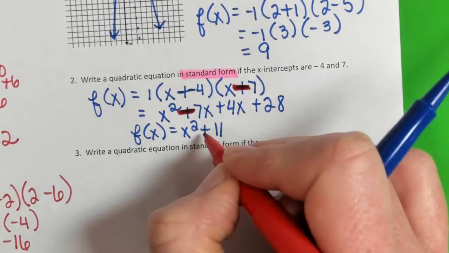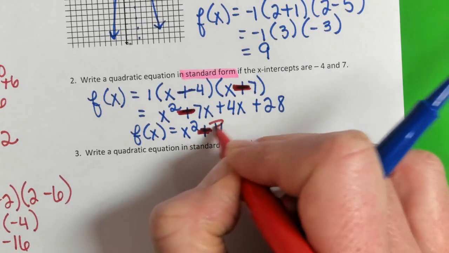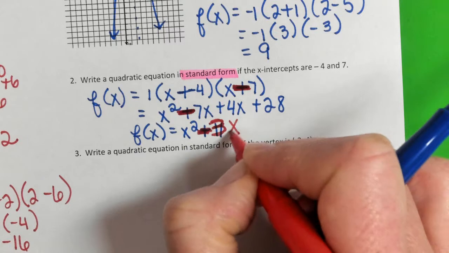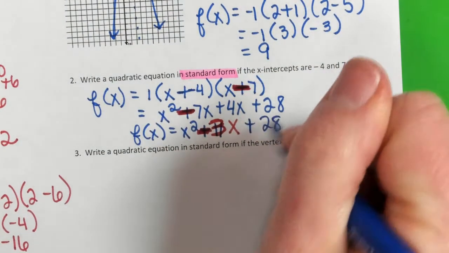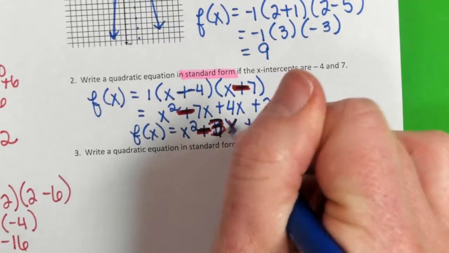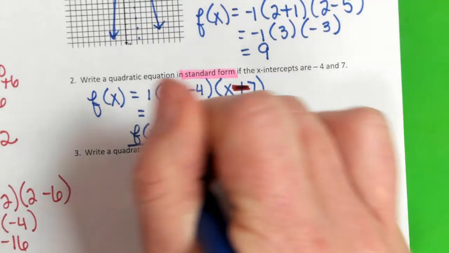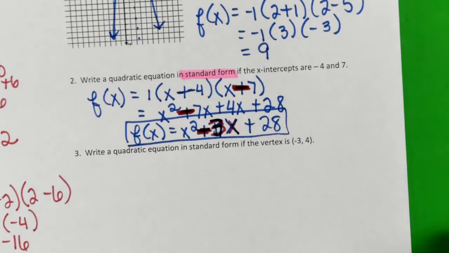So this would be minus 3x. I'm just rolling along and not paying attention. Plus 28. Minus 3x plus 28. Watch those signs. That's where you mess up too, right? Watch those signs.